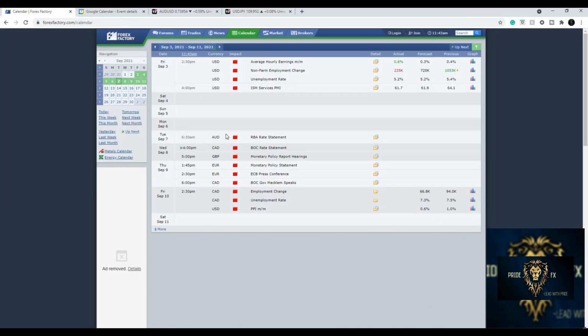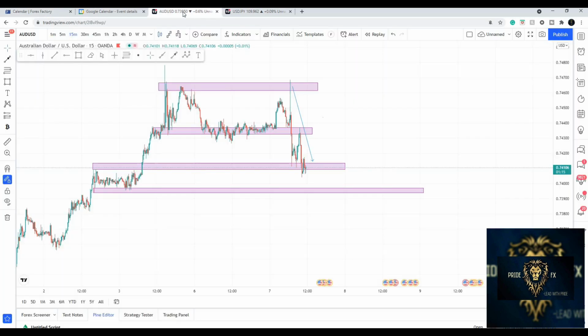It is AUD USD. So I'm going to use AUD USD, and this event occurred this morning at 6:30, right? My time zone, 6:30, and we can see that that is the RBA rate statement. Okay, so let's go back to the event.